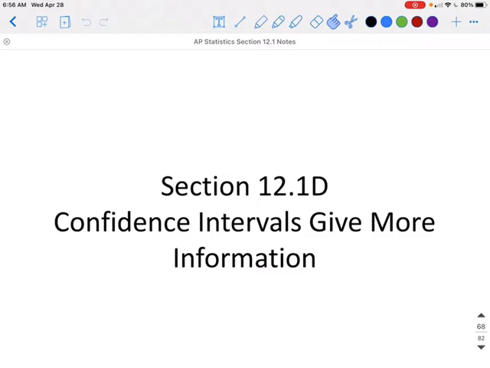This is section 12.1, part D: confidence intervals give more information.